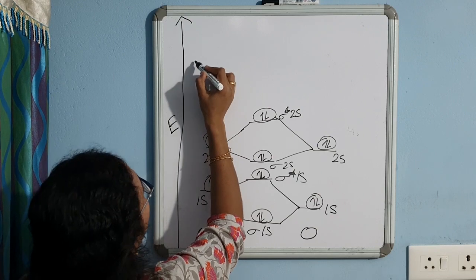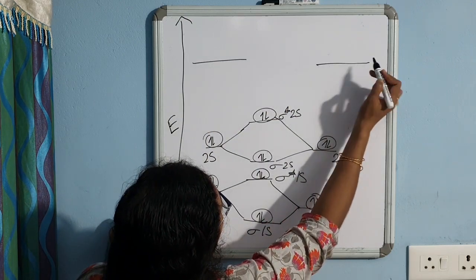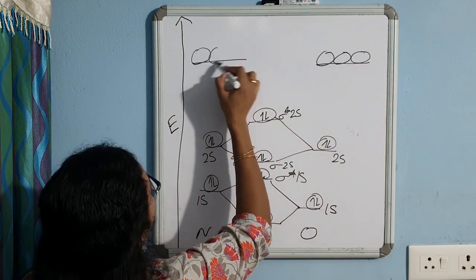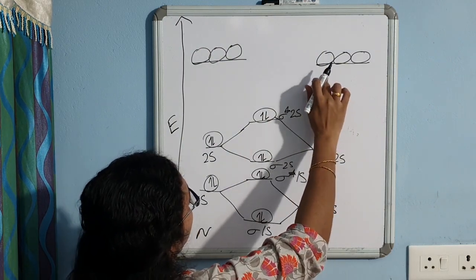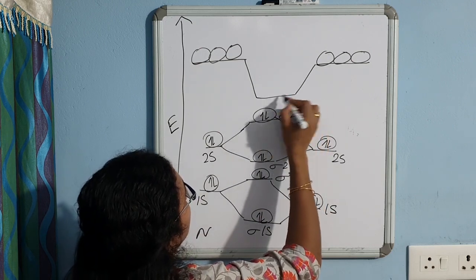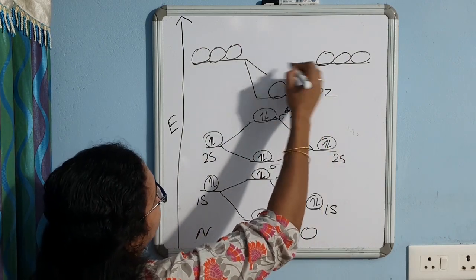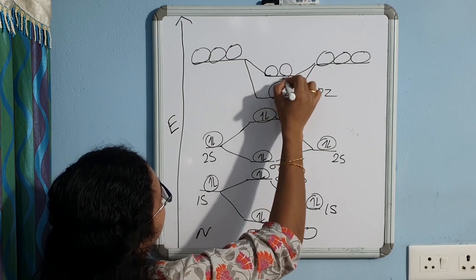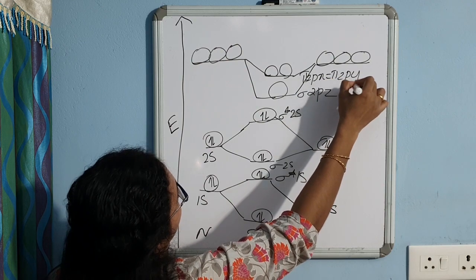Then we have 2p. We know oxygen is more electronegative, so its energy level should be shown slightly lower. First we have sigma 2pz. Since it is more than a 14 electron system, the sigma 2pz should be of lower energy. Then only pi 2px and pi 2py.